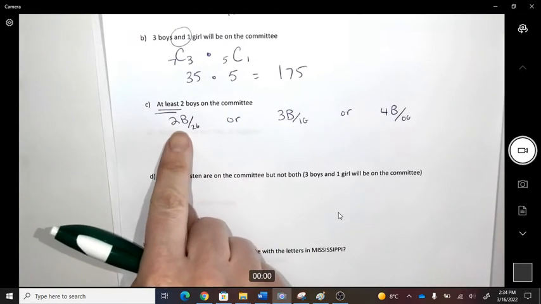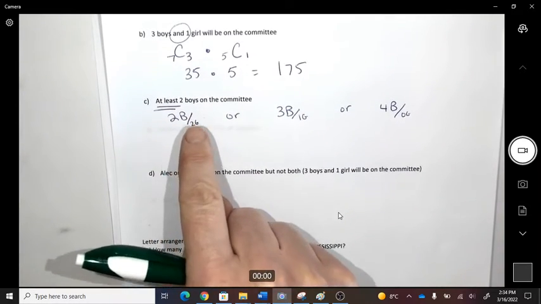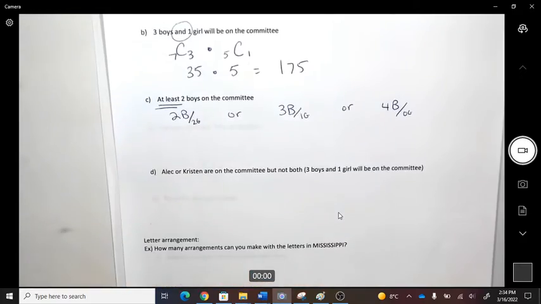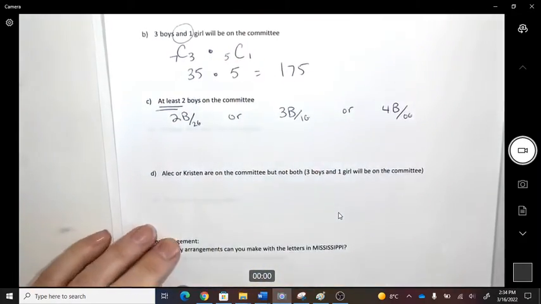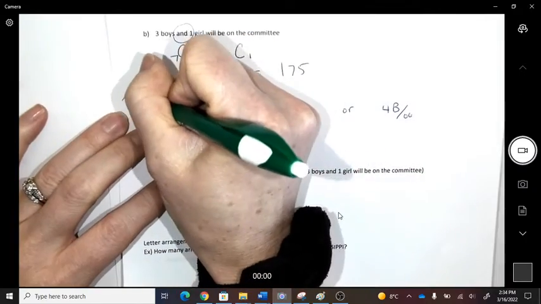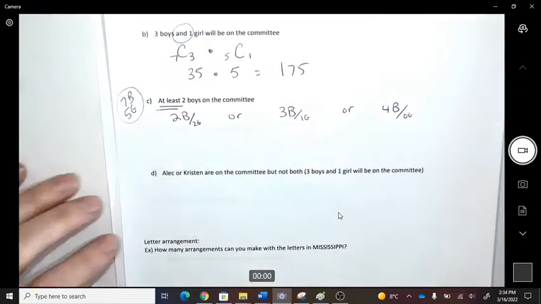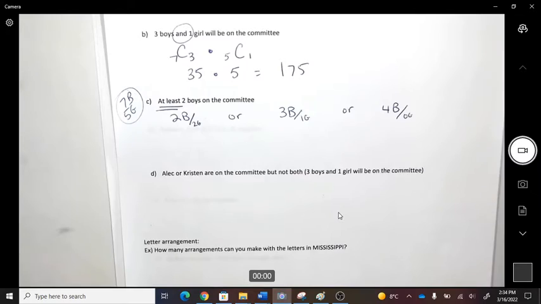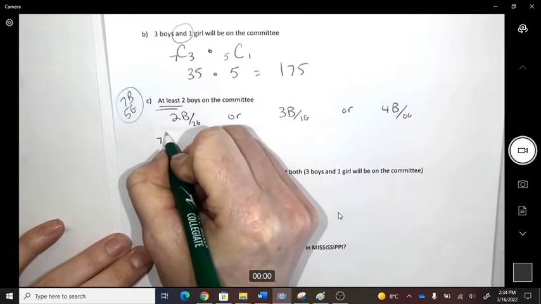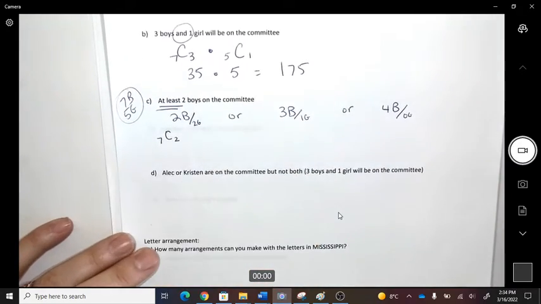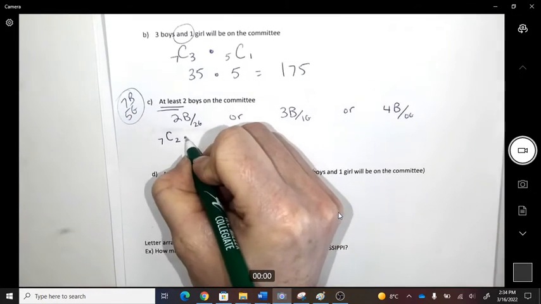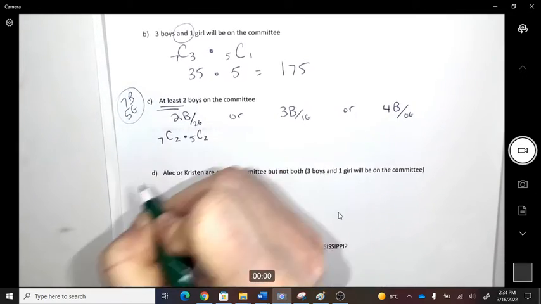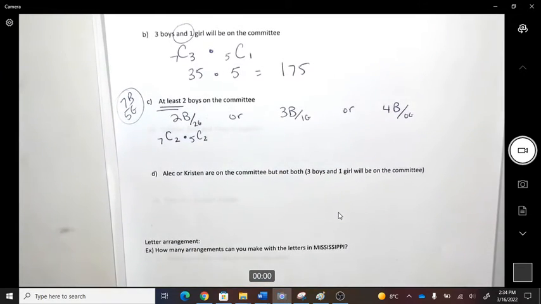Can you show me two boys and two girls? So using all the stuff above, right? Do you remember we had seven boys and we had five girls? That's our picking. So I'm going to go seven, choose two, because I have to pick two boys from my seven options. And I'm going to pick two girls from the five options.